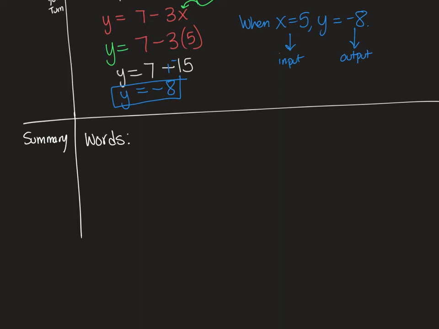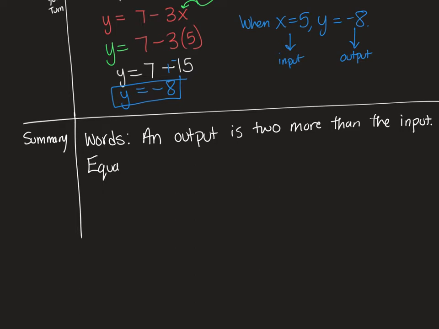And the words are, an output is 2 more than the input. The next thing I want you to try is to write the equation. So just try to write the equation. I'll give you guys about 20 seconds.